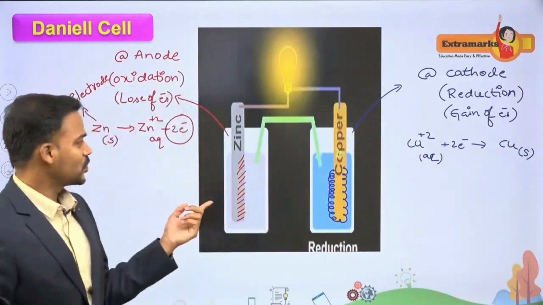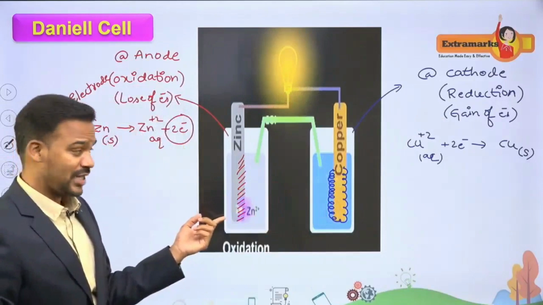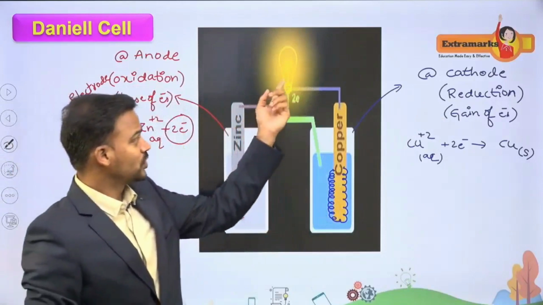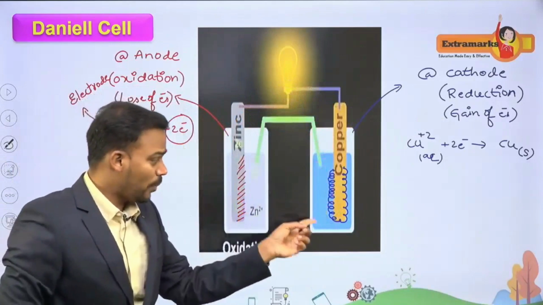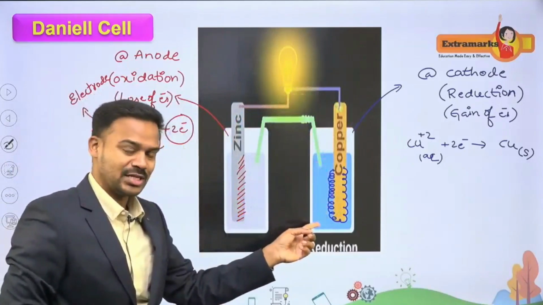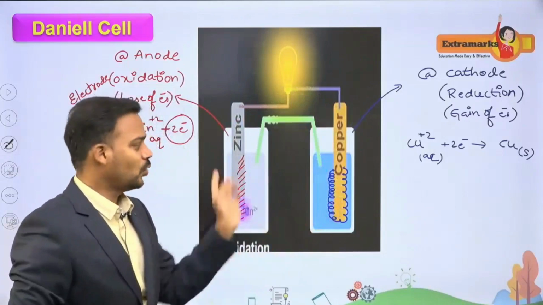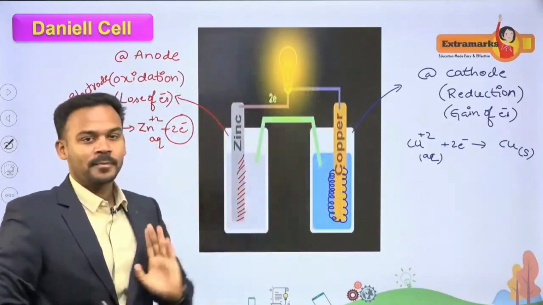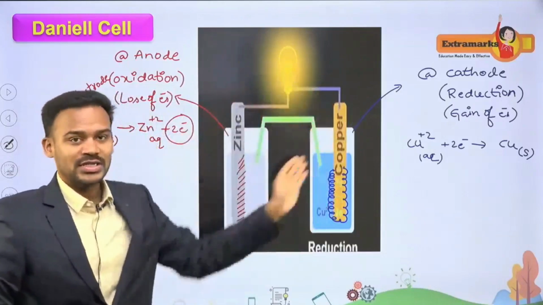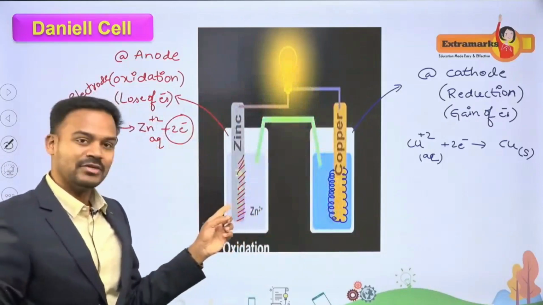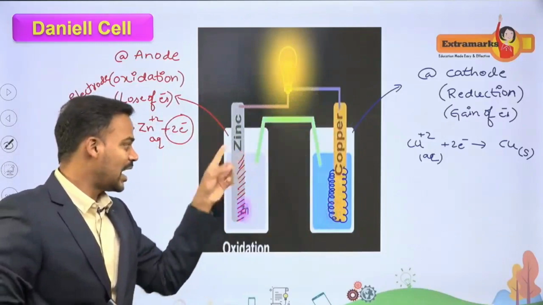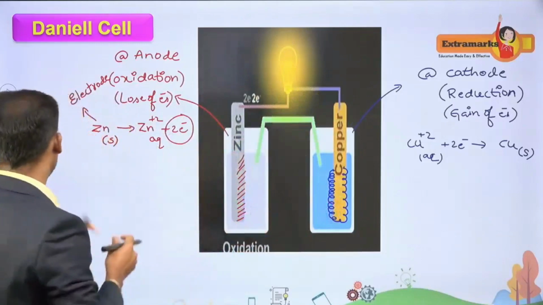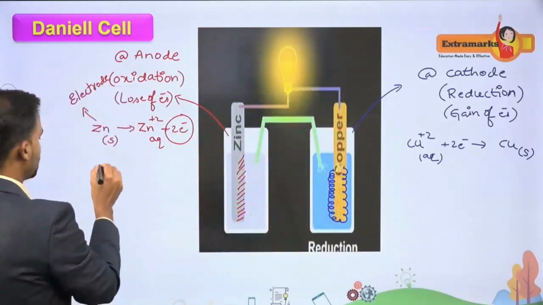So what is happening here? Here we are seeing oxidation, electrons coming out, loss of electrons, and these electrons are being taken by the copper plus 2 ions present in the solution. So this is how the cell is working. This is how the electrons are transferring. Fine. So we have learned how the electrons are getting transferred from this half cell. This is called the oxidation half cell.